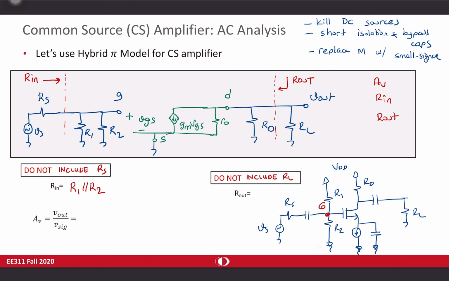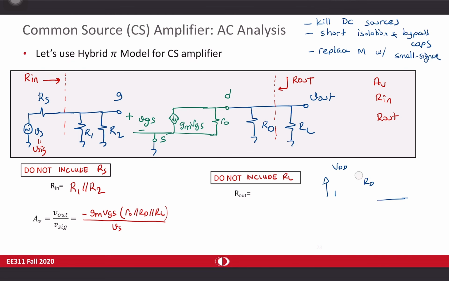So I can write Vout as minus Gm VGS R0 RD RL in parallel, divided by V signal or Vs, whatever you call. So this is equal to V signal. I'm going to erase this right now because we may not need it anymore.